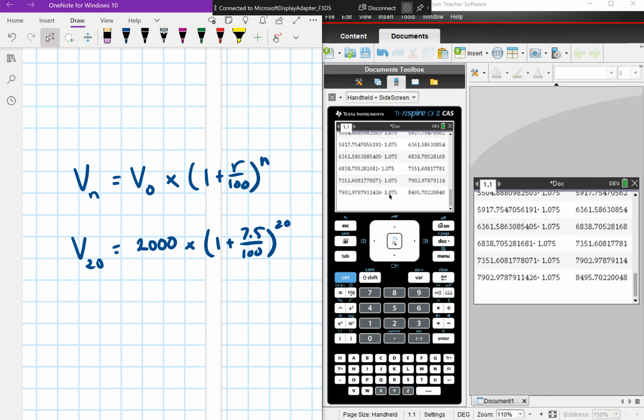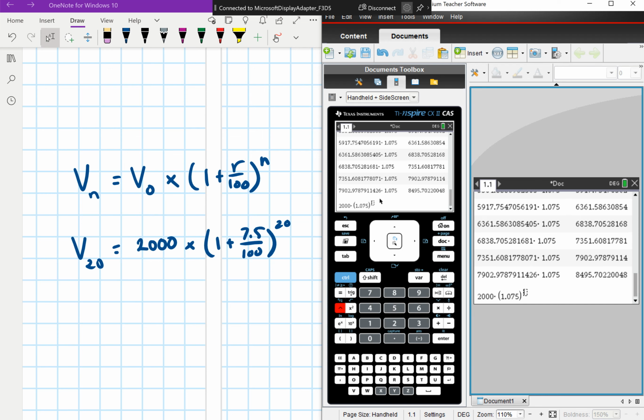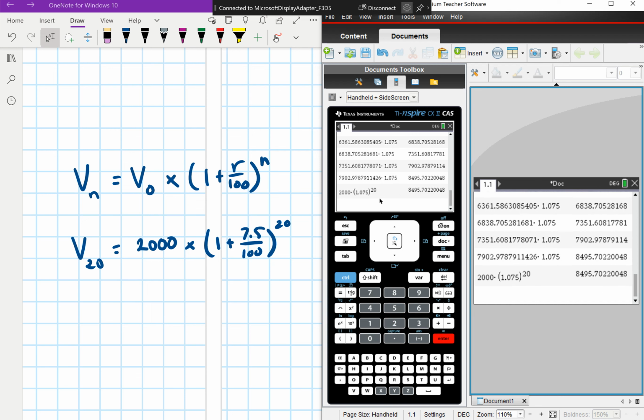So if I type that on my calculator right now, I'm hoping that I pressed the right amount of enters, I should get the answer. So here we go. We're going to do 2,000 times 1.075 to the power of 20. Look at that. I had to do 20 enters to get 8,495, yet now I got it in one sentence. That's all mathematical. It's logical.